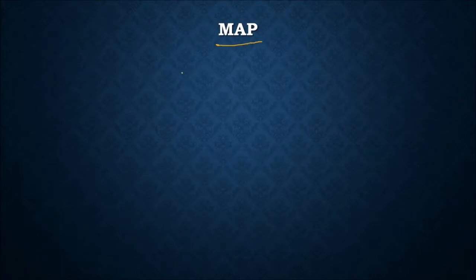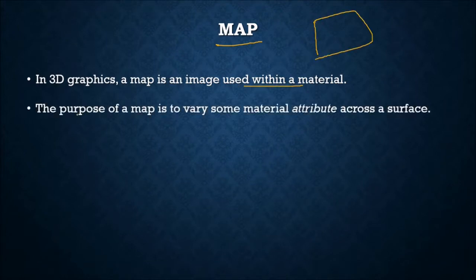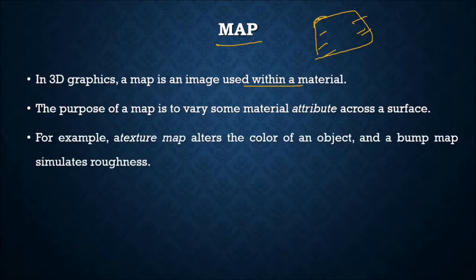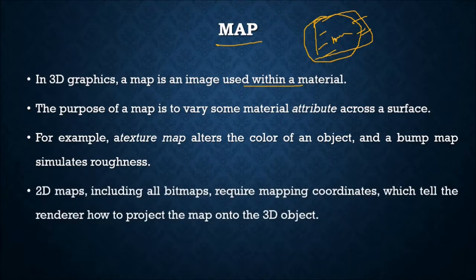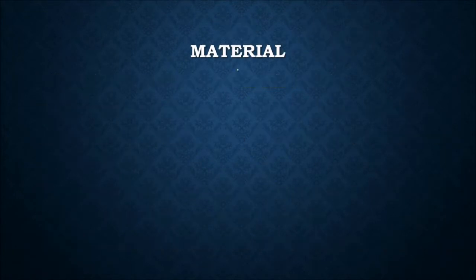What is a map? What do we mean by map? In 3D graphics, a map is an image used within a material. The purpose of a map is to vary some material attribute across the surface. For example, a texture map alters the color of an object, and a bump map simulates roughness. 2D maps, including all bitmaps, require mapping coordinates which tell the renderer how to project the map onto the 3D object. 3D procedural textures do not require mapping coordinates because they are volumetric.